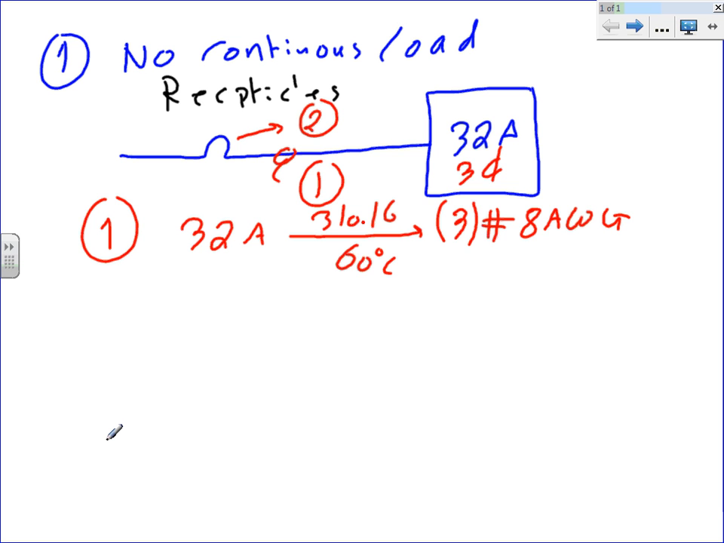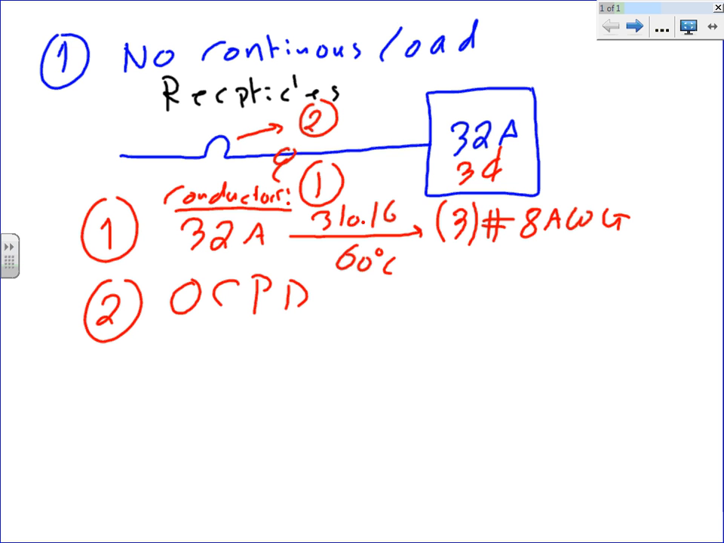No problem. The second thing that we need to do is the overcurrent protection device. Number 2. This first part is the conductors, or branch circuits. Branch circuits is the more sexy word for them. Now sizing the overcurrent protection device for this piece of equipment, which is number 2.